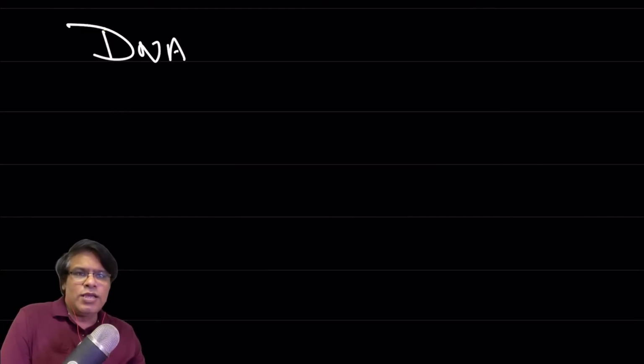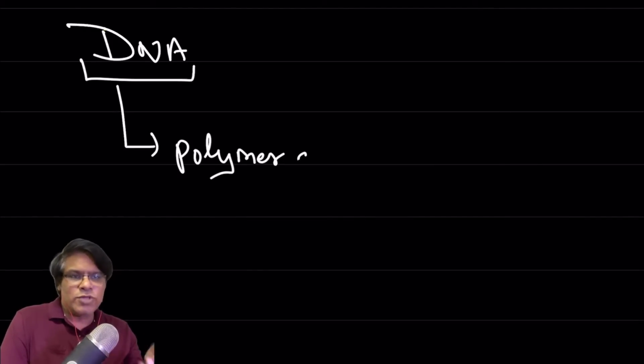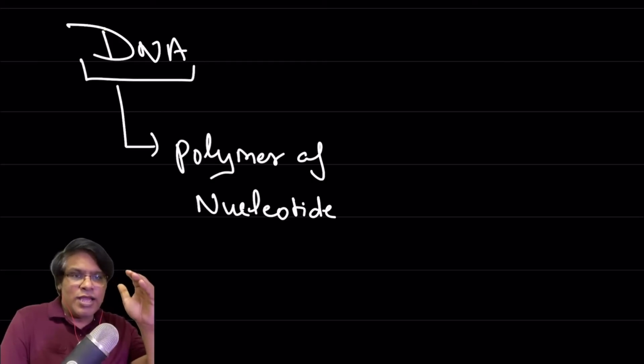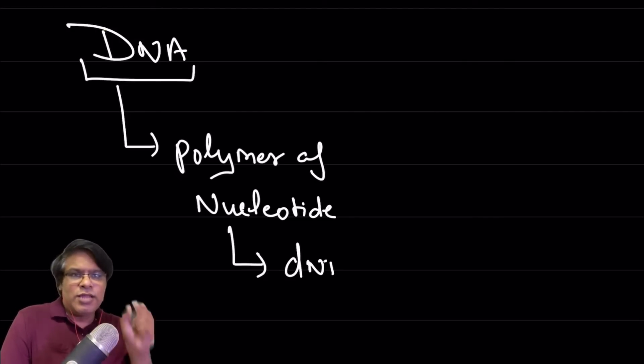Now if you see DNA, it is actually a polymer of nucleotides. Hopefully you must be knowing what a nucleotide is: base plus sugar plus phosphate. I have told you, in the case of DNA, the sugar is deoxyribose. We have discussed the structure of DNA in great detail. So DNA is a polymer of nucleotides.